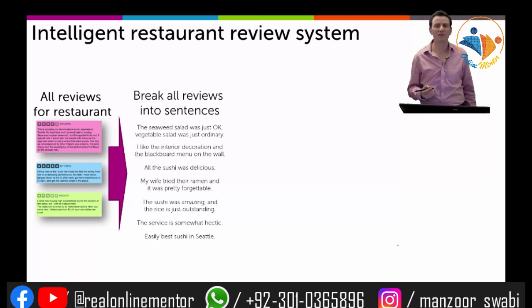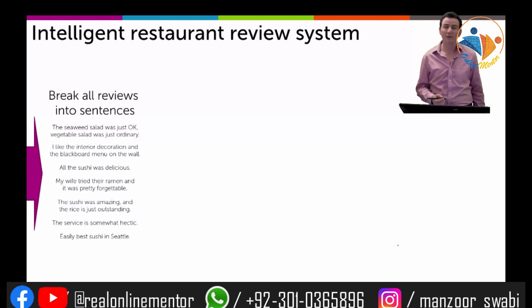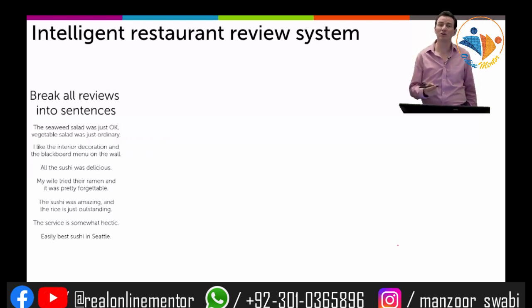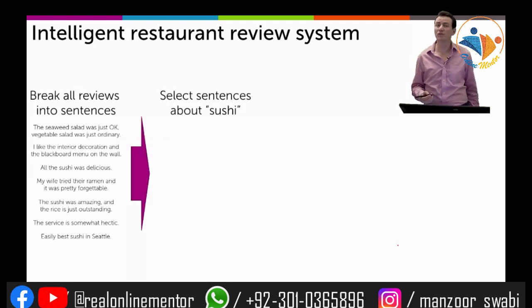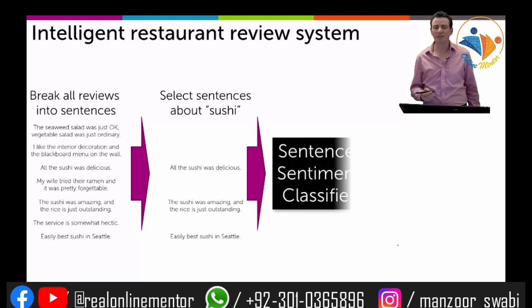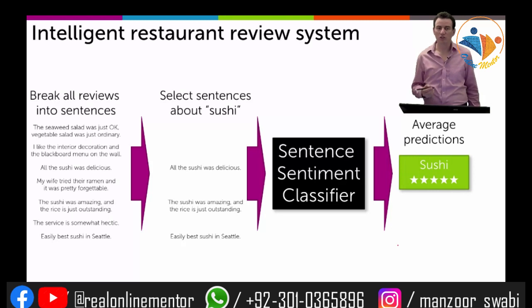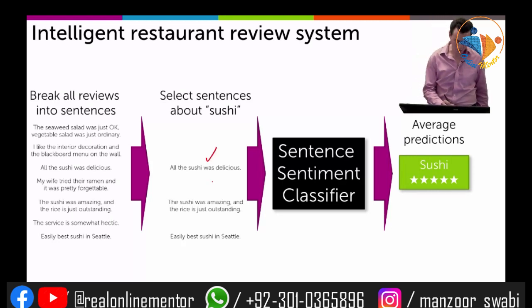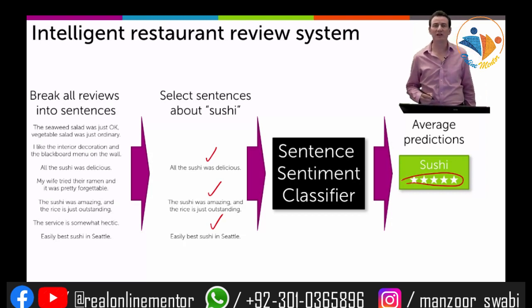So how do we build this new kind of cool restaurant review experience? We're going to take all the reviews and break them into sentences as we discussed, but then I'm going to select the sentences that talk about the aspect I care about. So which ones of these are really about sushi? So not all of them, but a subset of those. Then I feed those sentences through the sentiment classifier, each one of them, and then I average the results. So in this case, all of the sentences were positive, and so I'm going to say this is a 5-star restaurant review in terms of the sushi.